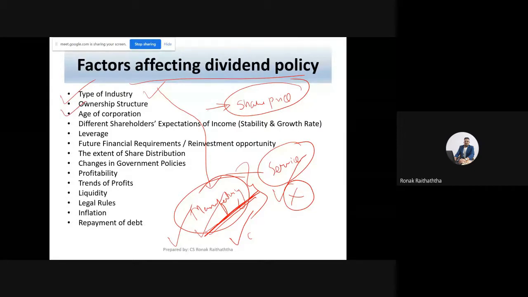Ownership structure. Now, ownership structure is basically the capital structure, the mix of debt and equity. My friends, if you have taken too much debt from other people, then banks and financial institutions may put a restriction on you to not pay the dividend in a higher amount. Because if you have taken too much debt in your capital structure, that means your leverage is too high. Your financial risk is too high.